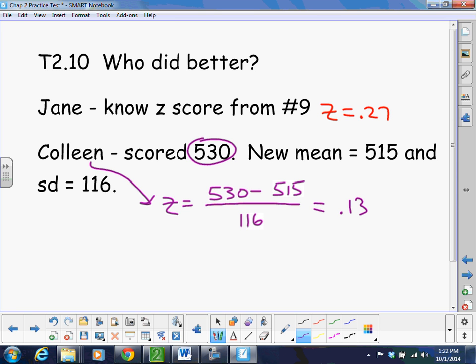Okay, so I think the conclusion would be, who did better and how can you tell? So Jane did better because her standardized score was higher. Okay, so C should be the answer for that one.